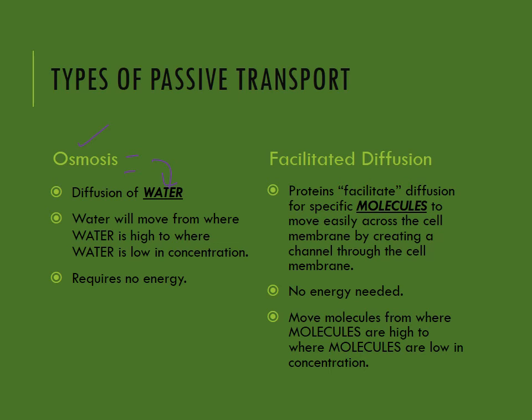Facilitated diffusion uses protein channels to move things from high concentration to lower concentration using no energy. Therefore, it's called passive transport. Passive transports do not use energy.